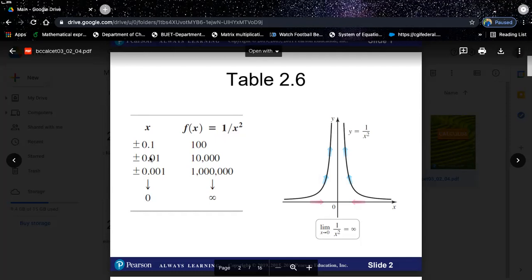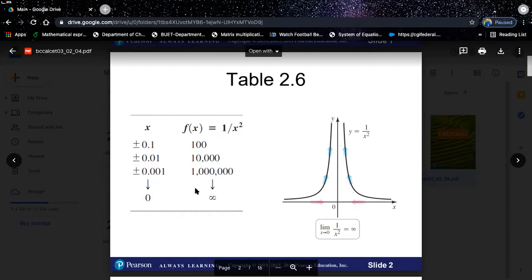So if we increase the number of zeros in the fraction, we see the number of zeros in the result also gets increased. That means if we go really, really close to 0, if the value is really small, teeny and tiny, then this functional value will be really, really big. So how big can we imagine? It can go up to infinity, can't it?